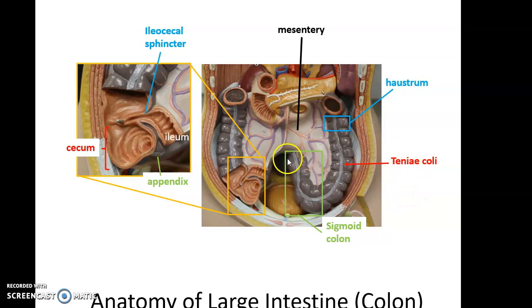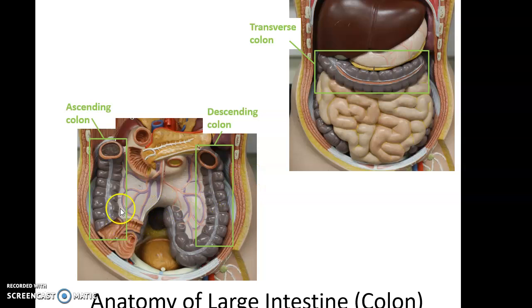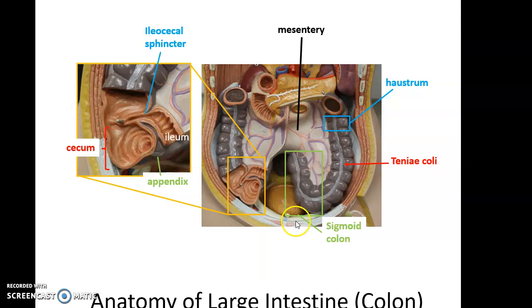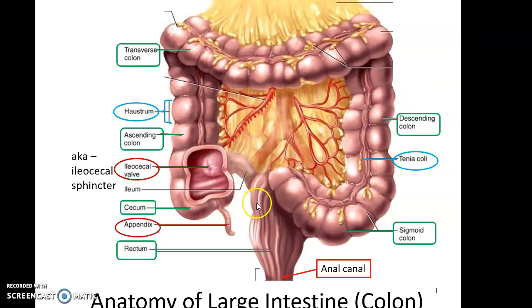And finally, at the end of the descending colon is the sigmoid colon. So again, it goes ascending colon, transverse colon, descending colon, and then sigmoid colon, which then goes to the rectum and the anus. So again, sigmoid colon then leads to the rectum and the anus. And that is it for this lecture.